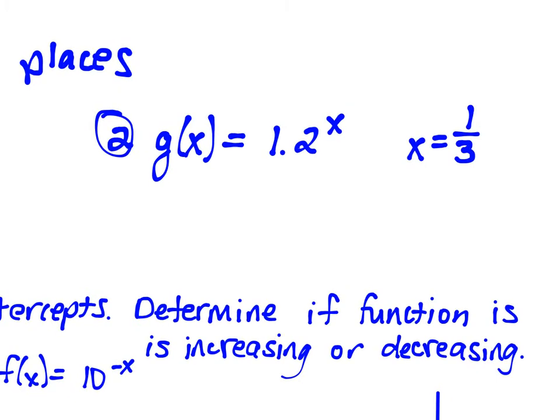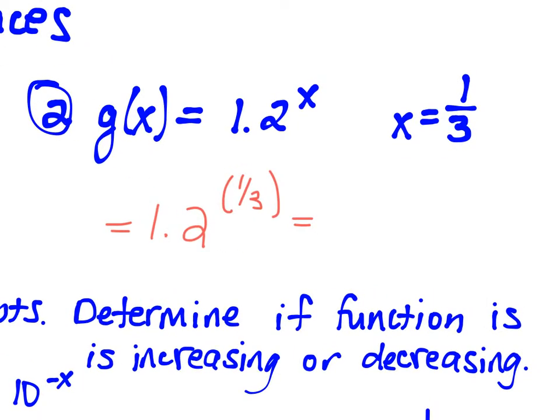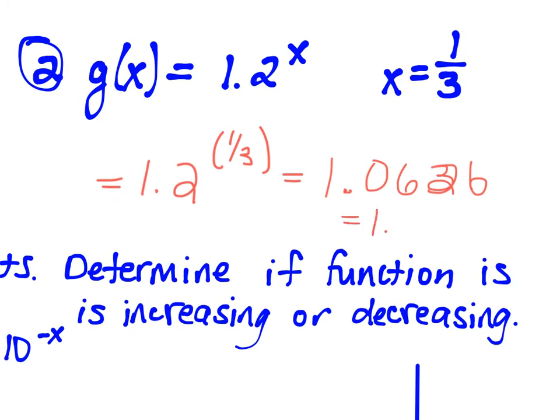But here, like number 2, it says to evaluate. So to show me your work, you have 1.2 and you're going to raise it to the 1/3 power. If you guys don't know how to put that in your calculator, you can just put parenthesis 1 divided by 3, close your parenthesis. But what's 1.2 to the 1/3 power? I need 3 decimal places. 1.063. So then my answer would be 1.063. Questions?